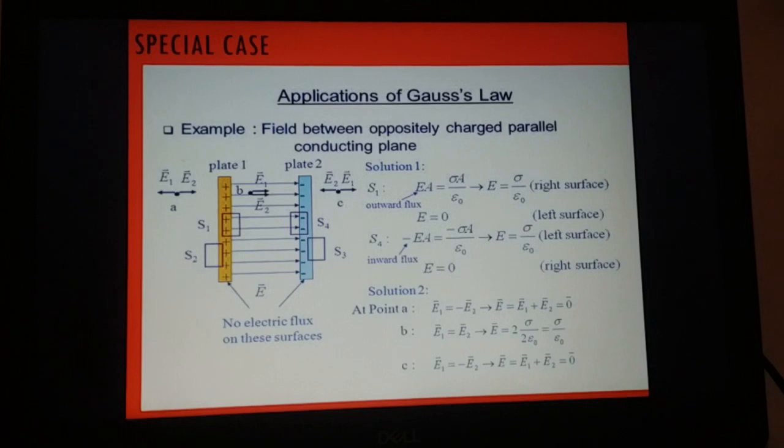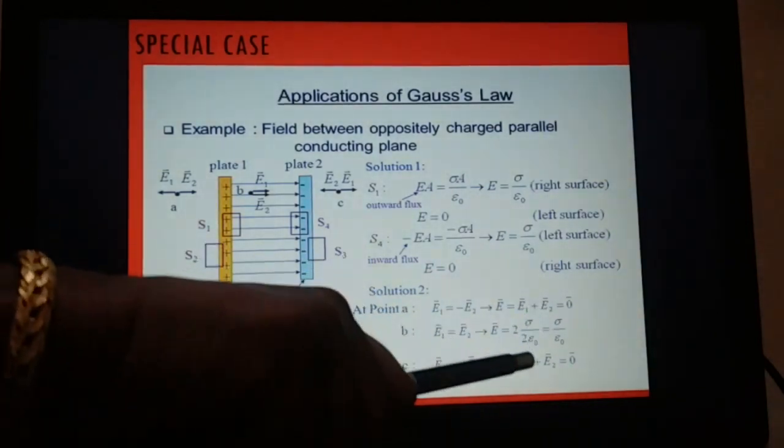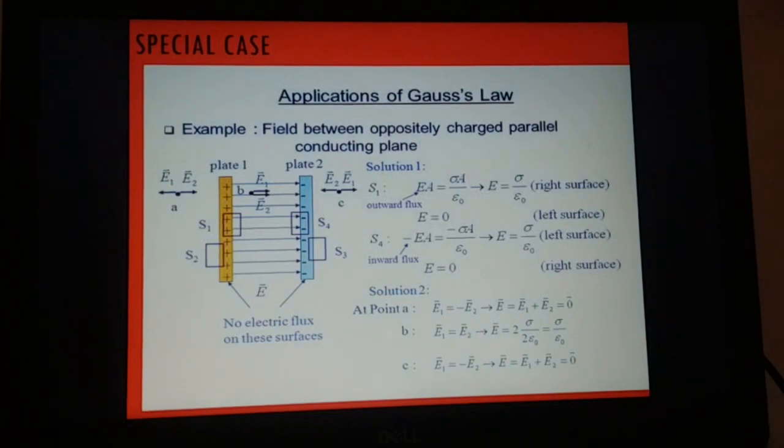Is it clear? When you consider the second region, where E1 and E2 are acting in the same direction with the same magnitude, the effective intensity will be E1 plus E2, which means sigma by 2 epsilon 0 plus sigma by 2 epsilon 0, which will become 2 sigma by 2 epsilon 0, which is equal to sigma by epsilon 0.